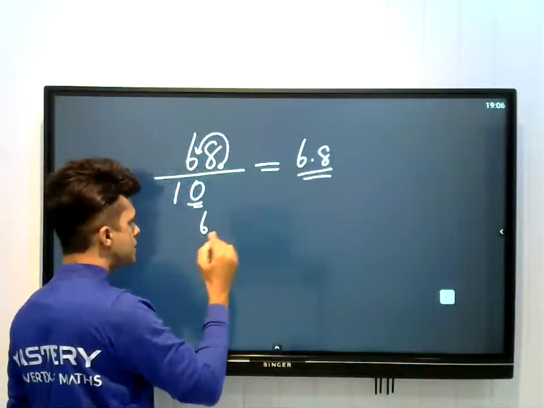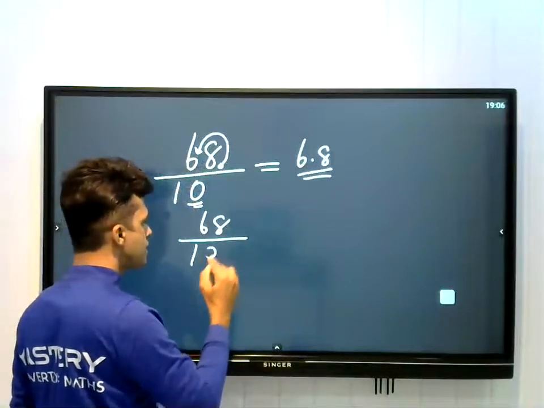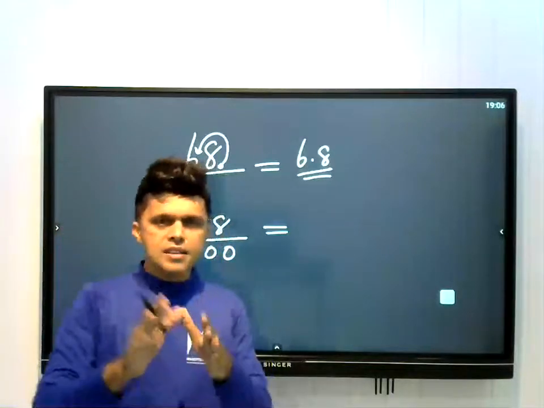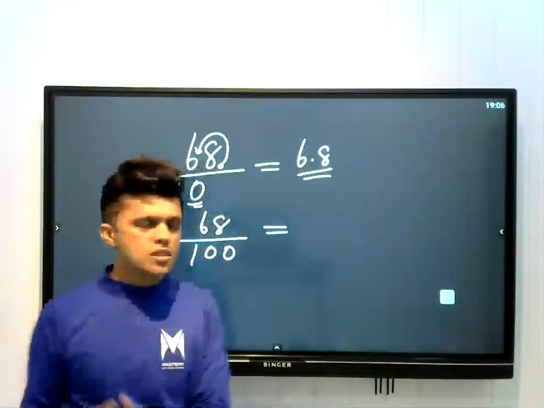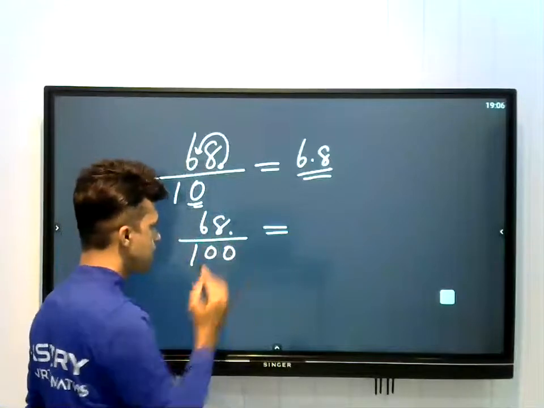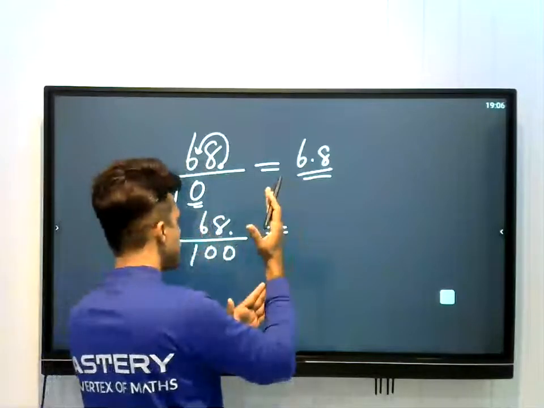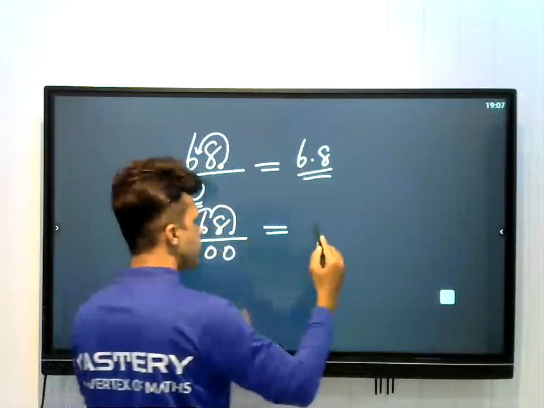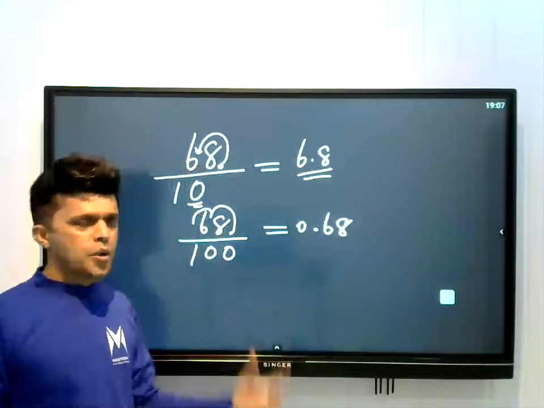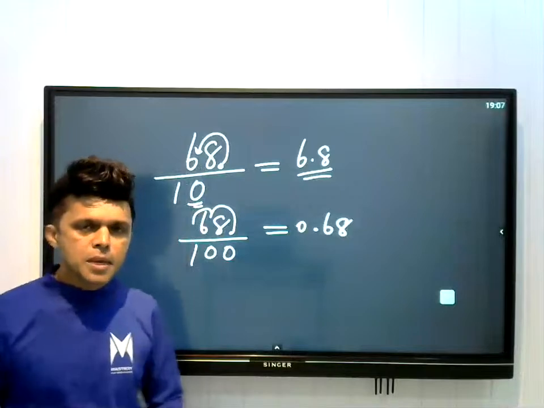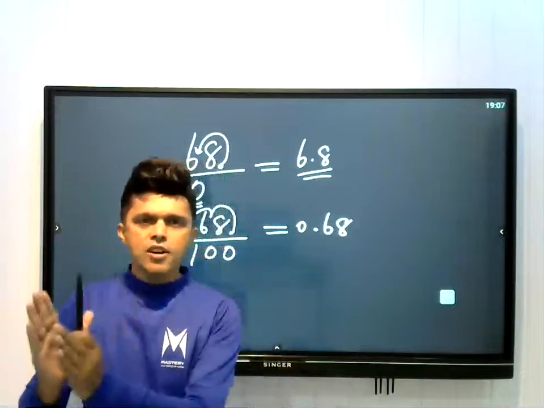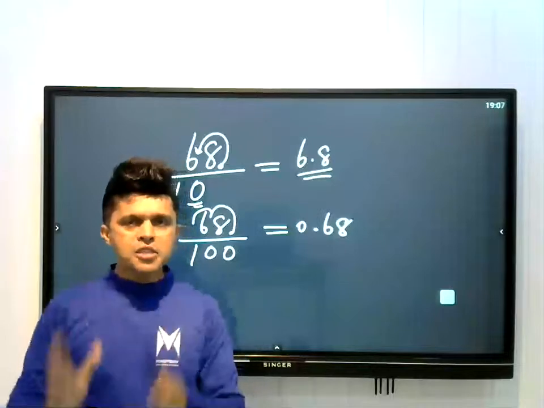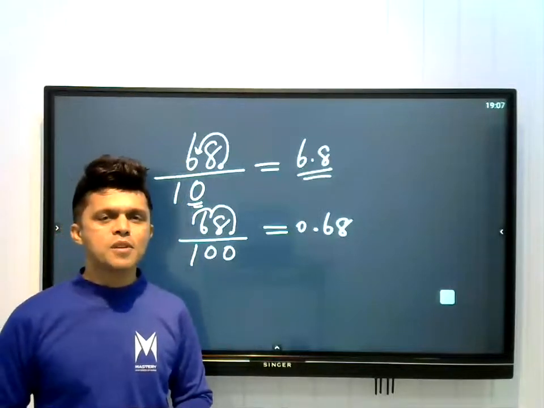Like that, then 68 over 100. Then what happens? Generally the decimal point can be found here. The decimal point goes to the left side, passing 2 digits. So it can be taken as 0.68, which means you are able to write a given fraction as a decimal number. Which means the percentage also can be written as a decimal number.